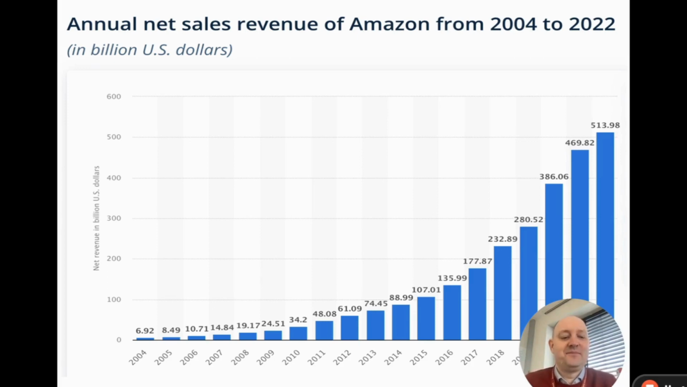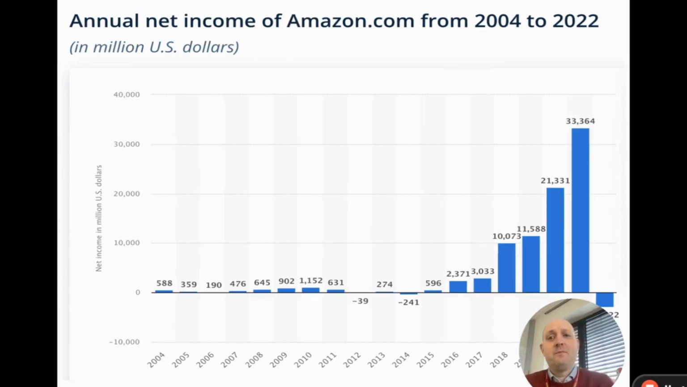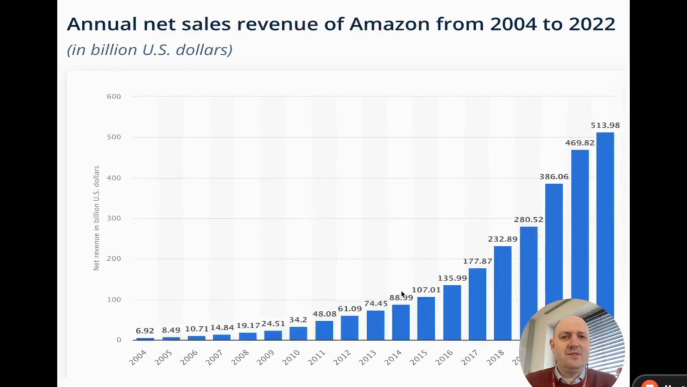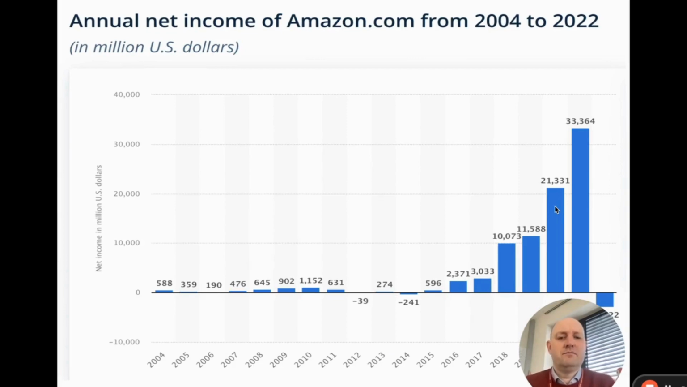However, if we look at their profit, net income, which we could say is profit, we can see that until about 2016, Amazon didn't really make that much profit. They're still making some profit here, a few hundred million, which is obviously not nothing. But compared to the sales revenue we just looked at, where the sales revenue is clearly going up every year, their profit really didn't go up until about 2016.